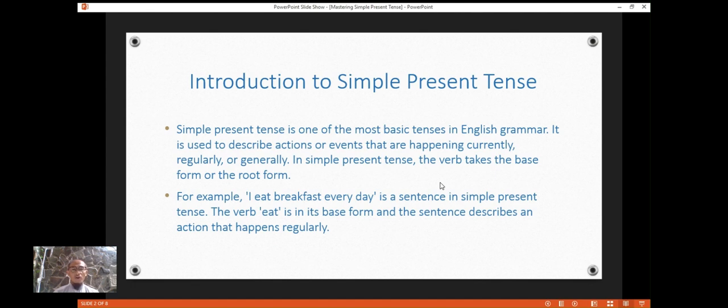Simple present tense is one of the most basic tenses in English grammar. It is used to describe actions or events that are happening currently, regularly, or generally. In simple present tense, the verb takes the base form or the root form. For example, "I eat breakfast every day" is a sentence in simple present tense. The verb "eat" is in its base form and the sentence describes an action that happens regularly.